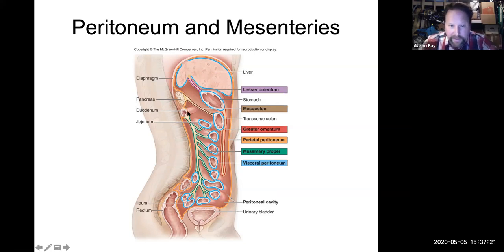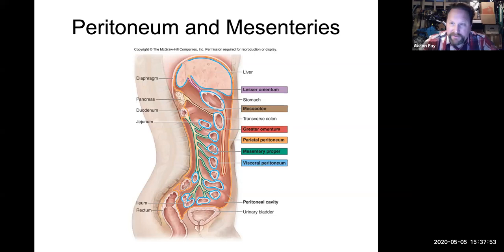Likewise, here we have the parietal layer of the peritoneum. It's going to branch out and make a structure called the mesentery proper. The job of the mesentery proper is to support and connect all the various twists and turns of your small intestines. So here is the mesentery proper. When that actually reaches and then surrounds an organ like your small intestines, then it goes back to being the visceral peritoneum.